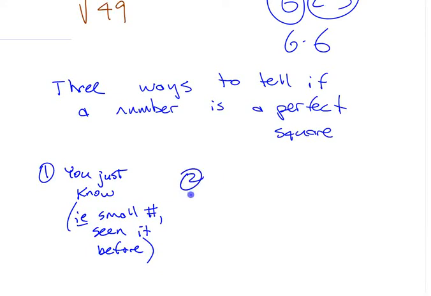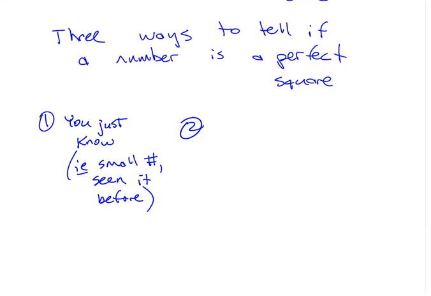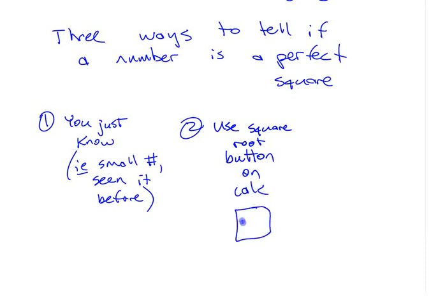Way number 2 is, what are some other ways we can tell if a number is a perfect square? Square root button. Use the square root button on the calculator. Okay, that button. Square root.